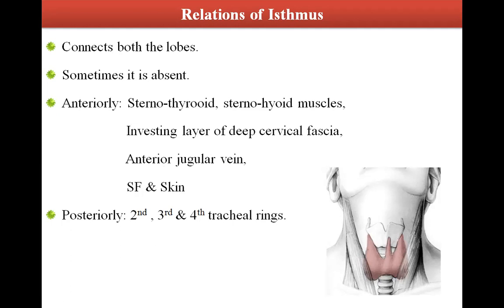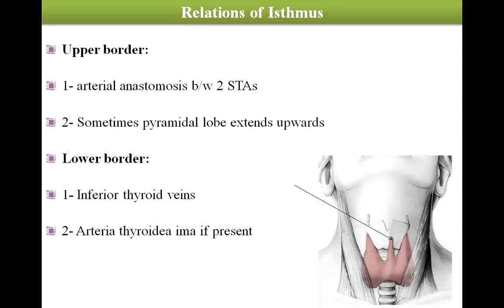Okay. So the isthmus is related anteriorly to the sternothyroid and sternohyoid muscles, the investing layer of the deep cervical fascia, the anterior jugular vein, superficial fascia, and the skin. Posteriorly, it is related to the second to fourth tracheal rings.